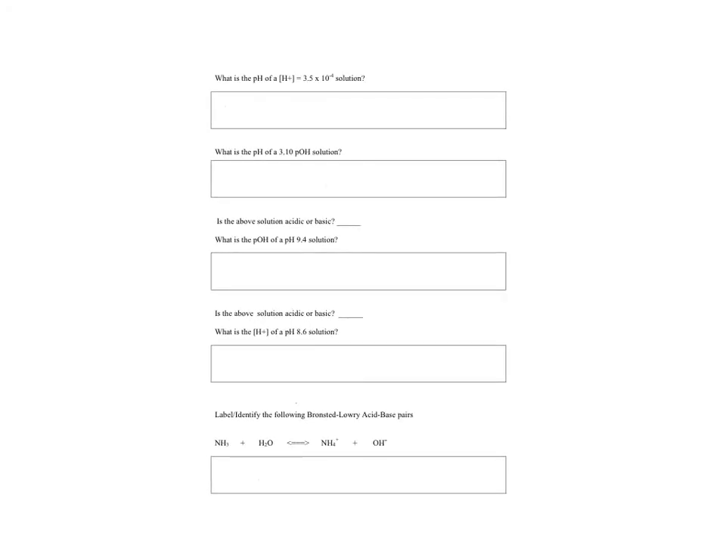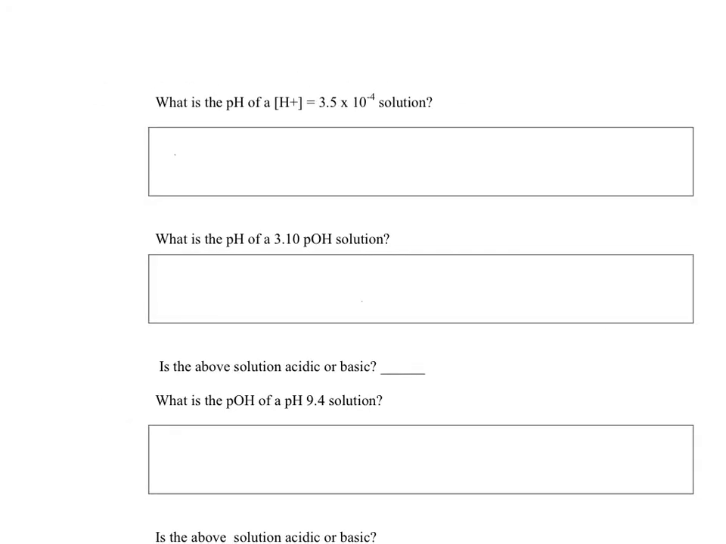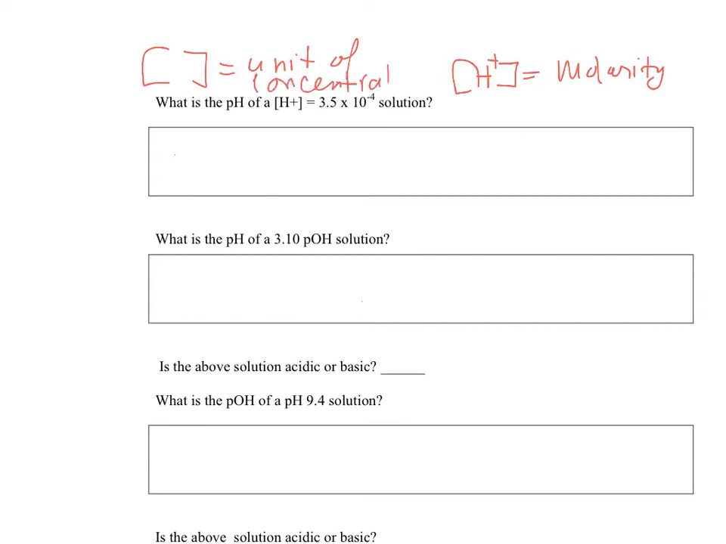All right, we're now ready to do some pH problems. Again, you will have the formulas for pH. The first problem is, what is the pH of a hydrogen ion concentration of 3.5 times 10 to the minus 4? Okay, remember that the brackets mean molarity. The brackets are a unit of concentration, and the unit is molarity.